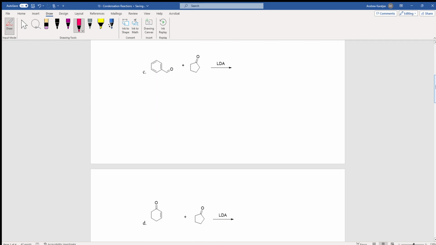Part C is an aldol condensation. We can see that benzaldehyde on the left has no alpha carbons. It's not going to be able to serve as our nucleophile, whereas cyclopentanone does have alpha hydrogens. This is going to form our enolate. And that's going to add in to the benzaldehyde to give us the corresponding aldol condensation.